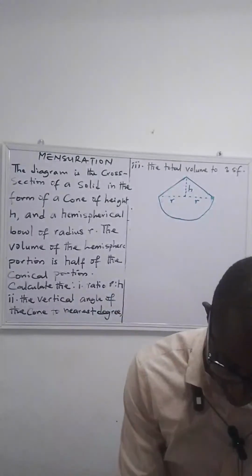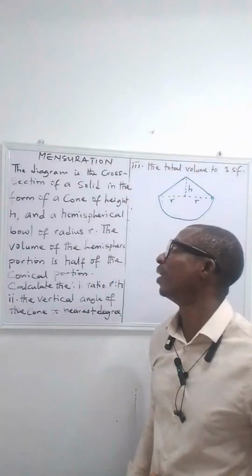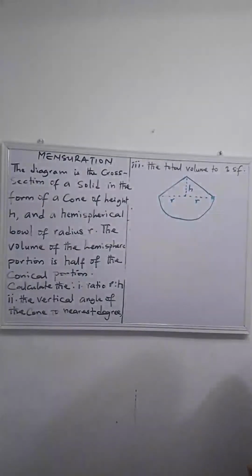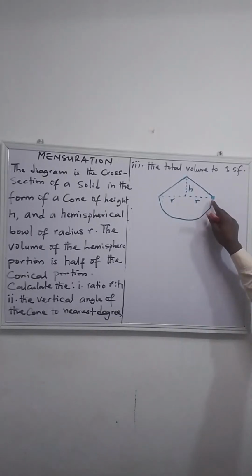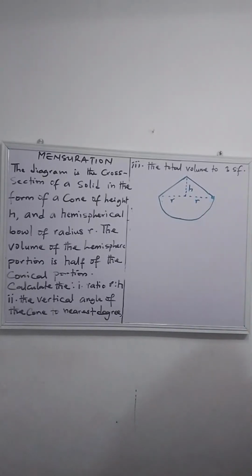This is another question. So let us see how we are supposed to solve this type of problem. Now let's look at the question. Now the diagram is the cross section of a solid in the form of a cone of height h and a hemispherical bowl of radius r.